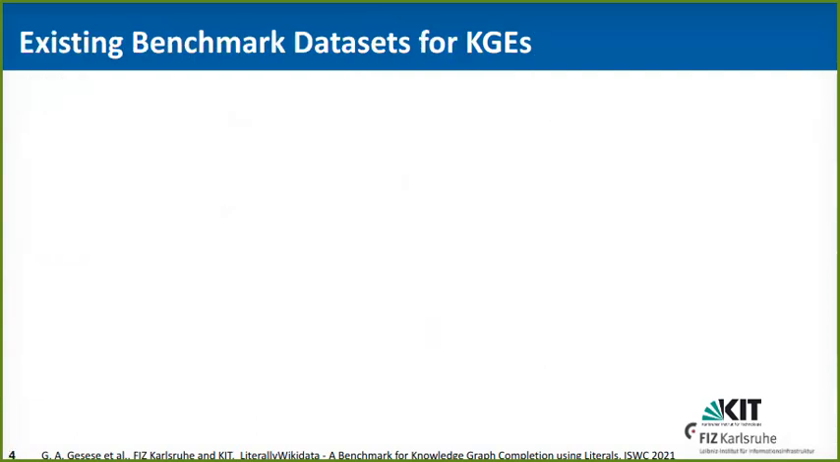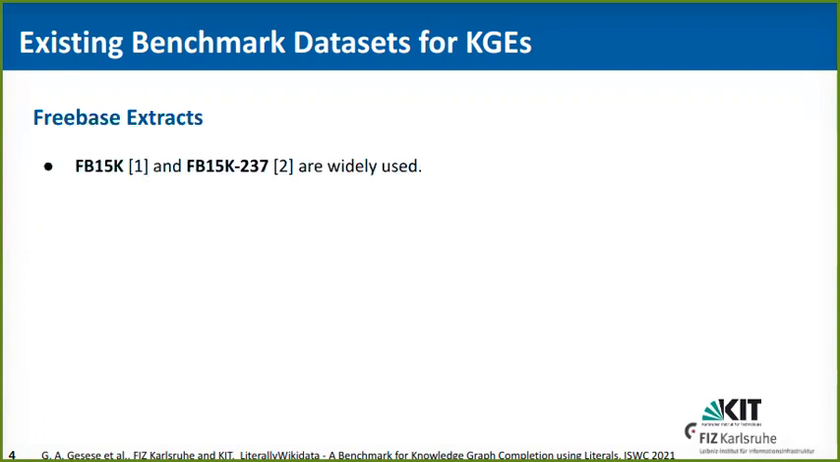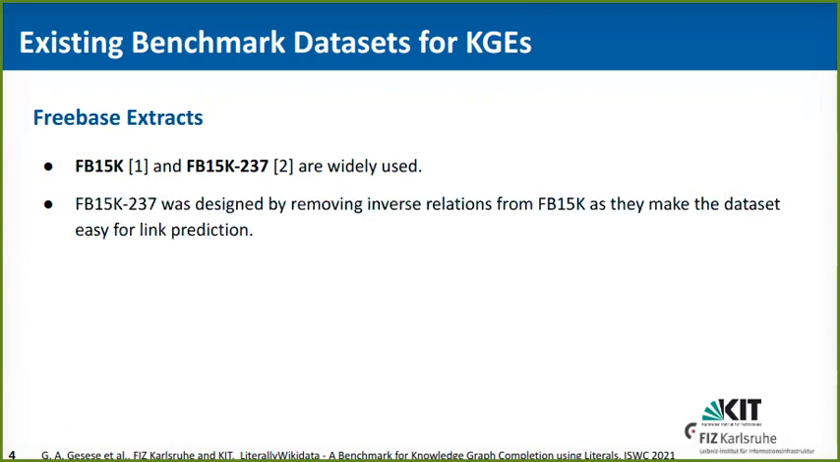In order to assess the performance of knowledge graph embedding models, which learn such kind of latent representations, it's required to have data sets to conduct evaluations. Hence, there are already different data sets or benchmarks available. Those extracted from Freebase and widely used are Freebase 15K and Freebase 15K237. Freebase 15K237 is a better version of Freebase 15K, which is created by removing inverse relations from Freebase 15K.